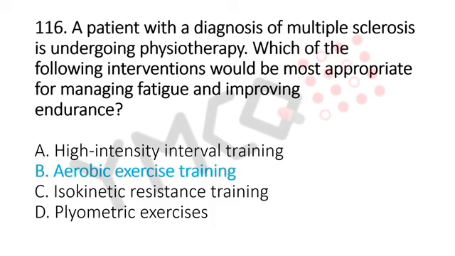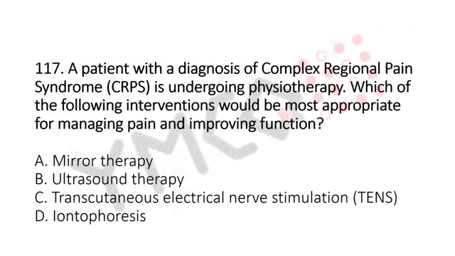Now let's move to question number 117. A patient with diagnosis of complex regional pain syndrome is undergoing physiotherapy. Which of the following intervention would be the most appropriate for managing pain and improving function? Option A, mirror therapy. Option B, ultrasound therapy. Option C, transcutaneous electrical nerve stimulation. Option D, iontophoresis. And the answer is option A, mirror therapy.